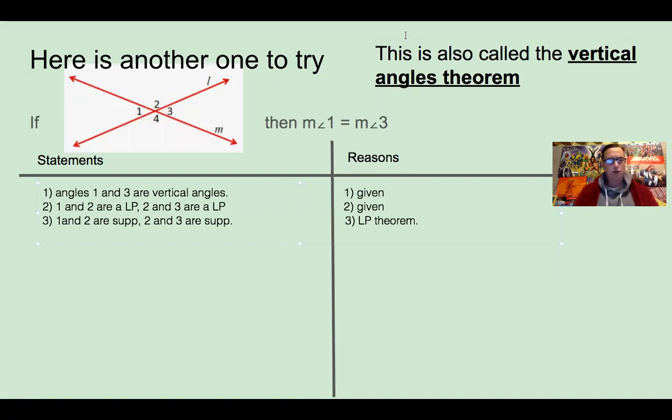Okay, so here's what I want you to do. What does supplementary mean? Where do we go from supplementary? What can I write? 180. Okay. Now, I'm going to do it like this. Measure of 1 plus the measure of 2 is equal to 180. And then I'm going to go measure of 2 plus the measure of 3 is equal to 180.